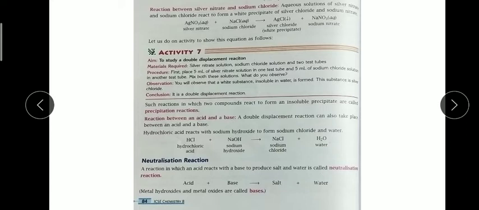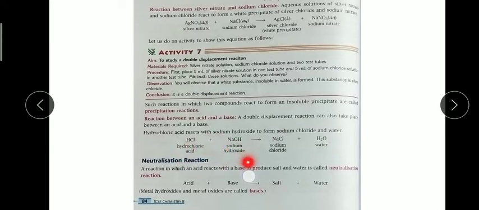Now another reaction is the neutralization reaction. What will happen when a reaction takes place between an acid and a base? When a double displacement reaction takes place between an acid and a base, it always produces a salt plus water, and such a reaction is called a neutralization reaction. The definition is also given here: a reaction in which an acid reacts with a base to produce a salt and water is called a neutralization reaction.